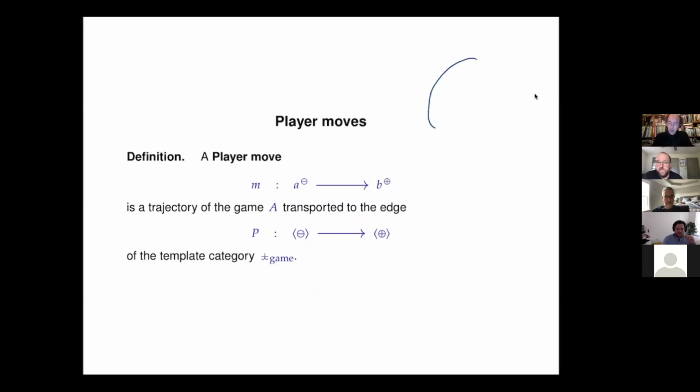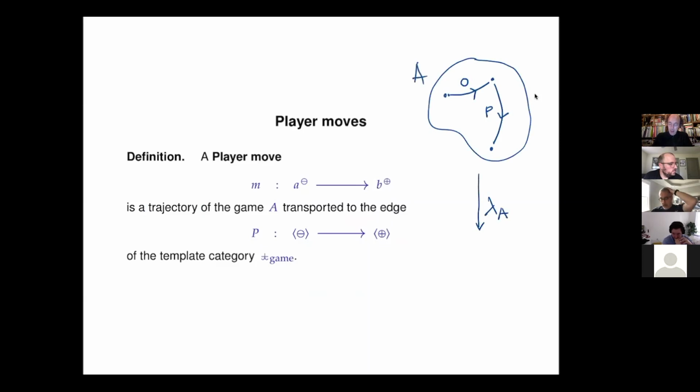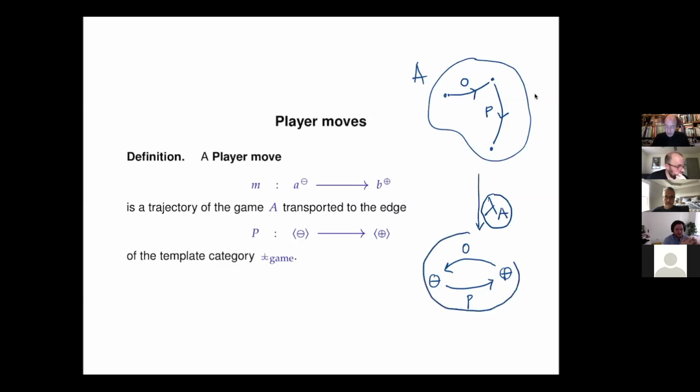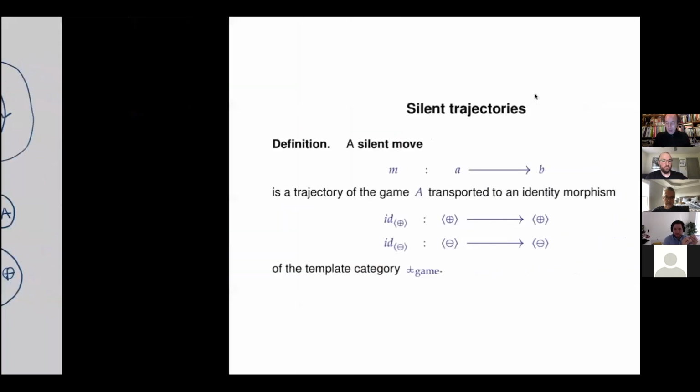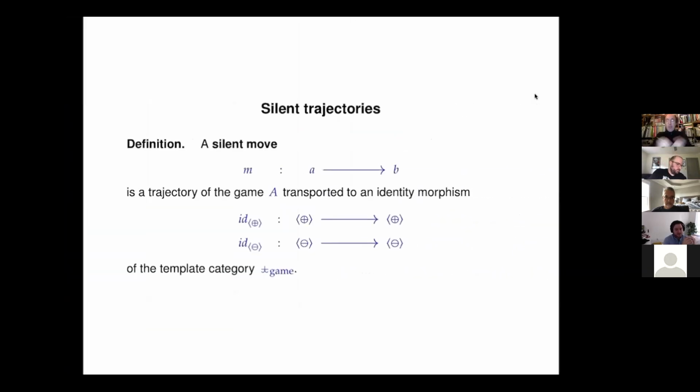And so you can think really of a game as some kind of category. It's exactly a category where some morphisms are opponent moves or player moves. And why? Because we have this functor from A which maps to this category. It's a very strong hypothesis on the category A that there exists such a functor into this very small category. It really structures the category A. And so we also have silent trajectories, which are mapped to an identity in the template category here. Do you have any question?